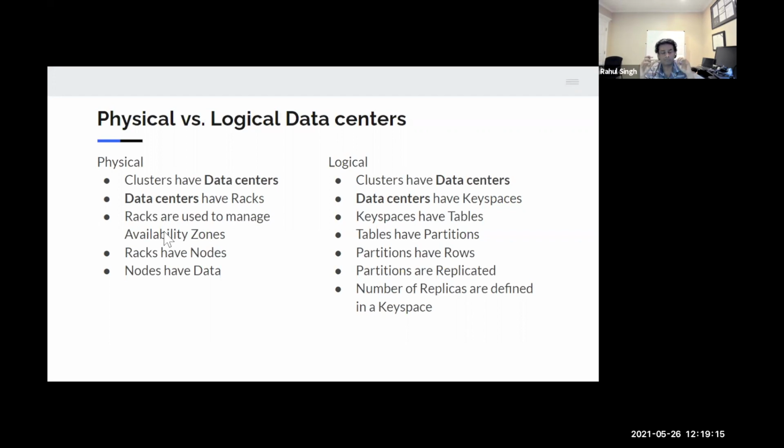Okay. Now racks have the nodes themselves. Okay, and the nodes have data. So we'll recap, we'll come back to this in a second. The important thing to note about physical data centers is you can still have really high levels of availability and redundancy with availability zones in the cloud if you use racks, okay, without having to have separate data centers.